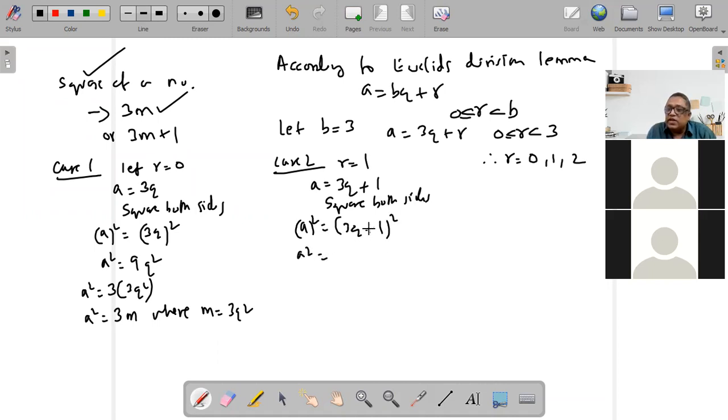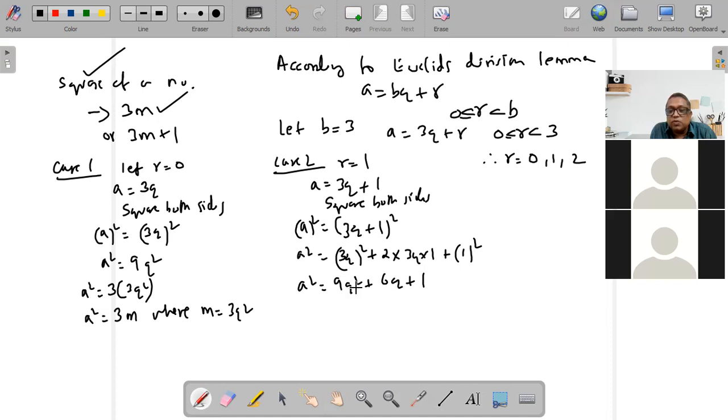So this is an identity. ये आपने class 9 में किया है. A plus b whole square is a square plus 2ab plus b square. So when I am squaring this, I am going to get a square plus 2ab plus b square. So this is going to become 9q square plus 6q plus 1. Okay? If you have forgotten the identity, please remember a square plus 2ab plus b square.